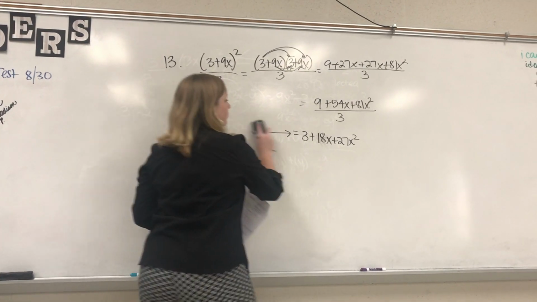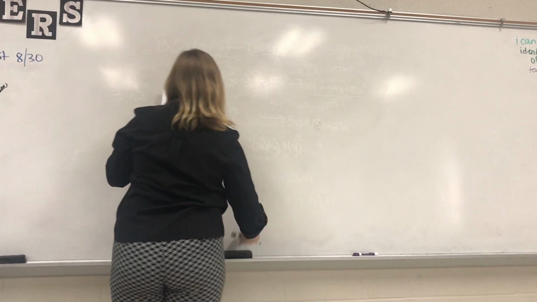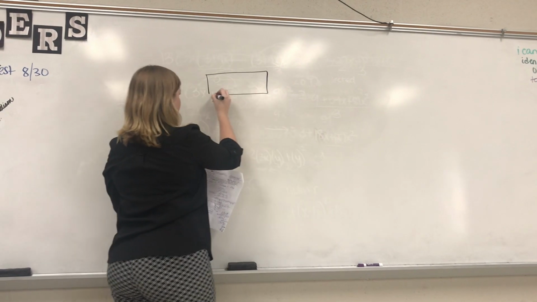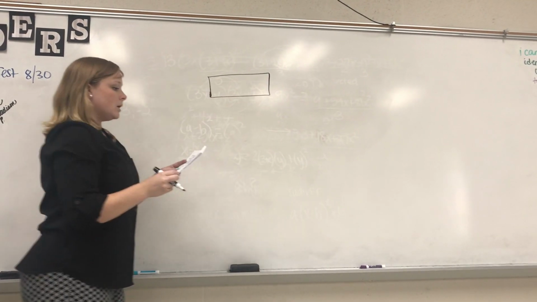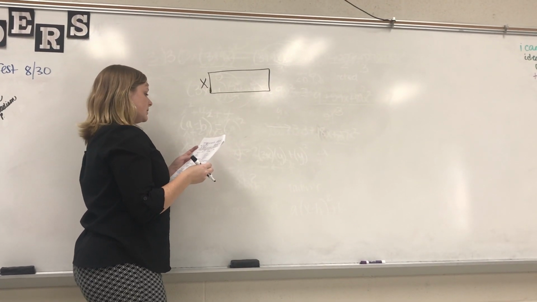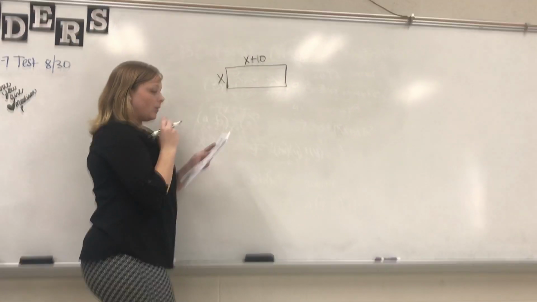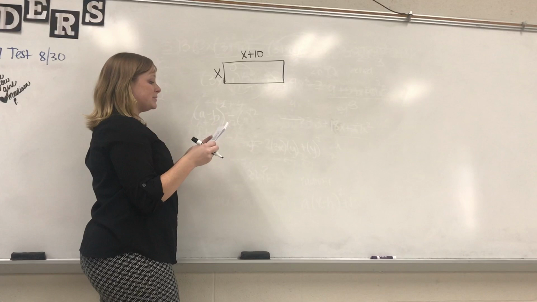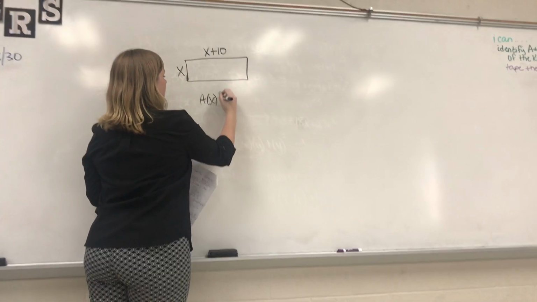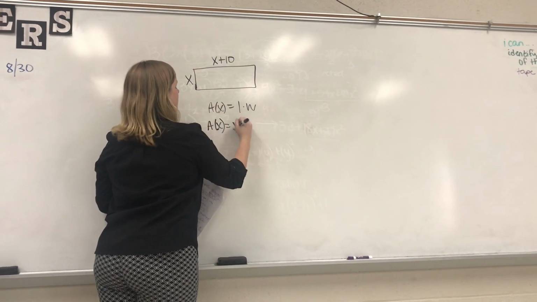All right, number 14. Chuck is putting up a fence to create a rectangular field. Well, if there's a rectangular field, the fence is probably rectangular. The width of the field is x, where x is in feet. The length of the field is 10 more than the width. Write the function a of x that describes the area in square feet as the function of the width. So remember, area is length times width. So I'm just going to take my two pieces and multiply them together.